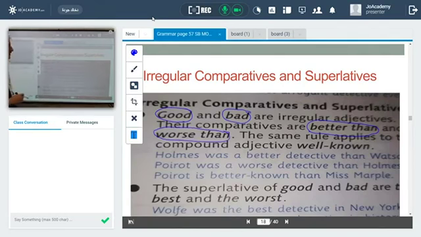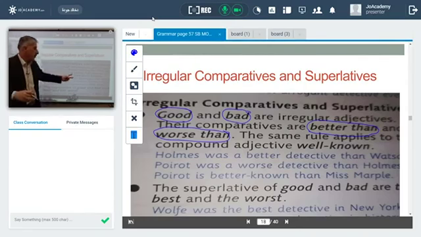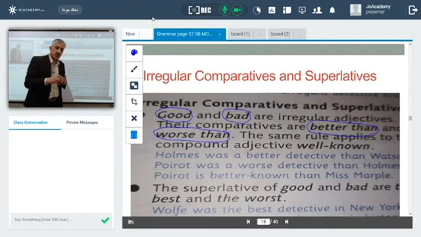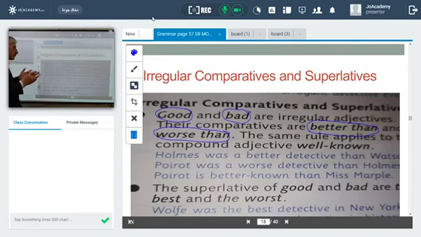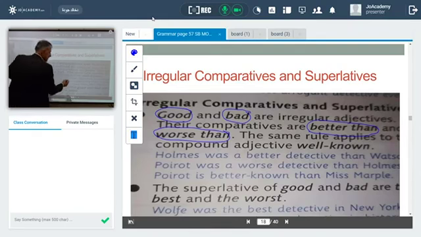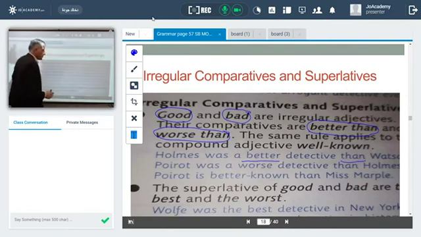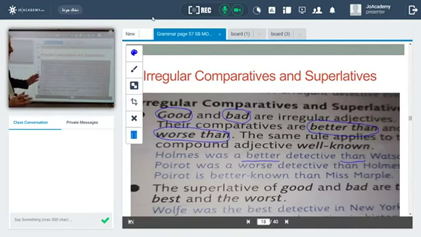The same rule applies to compound adjectives. Sometimes we have compound adjectives from two words, like well-known. Well-known is two words together. We call it a compound adjective. So sometimes it is from two words. The same rule applies to compound adjectives. Well-known. Holmes was a better detective than Watson.